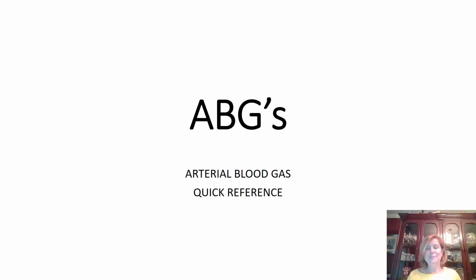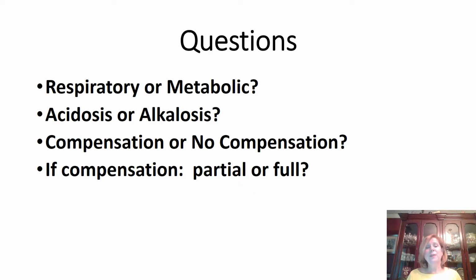Let's get started. So when faced with abnormal laboratory values for ABGs, you need to ask 4 questions. First, is it respiratory or metabolic? Is it acidosis or alkalosis? Is there compensation or no compensation? And if there's compensation, is it partial or full?